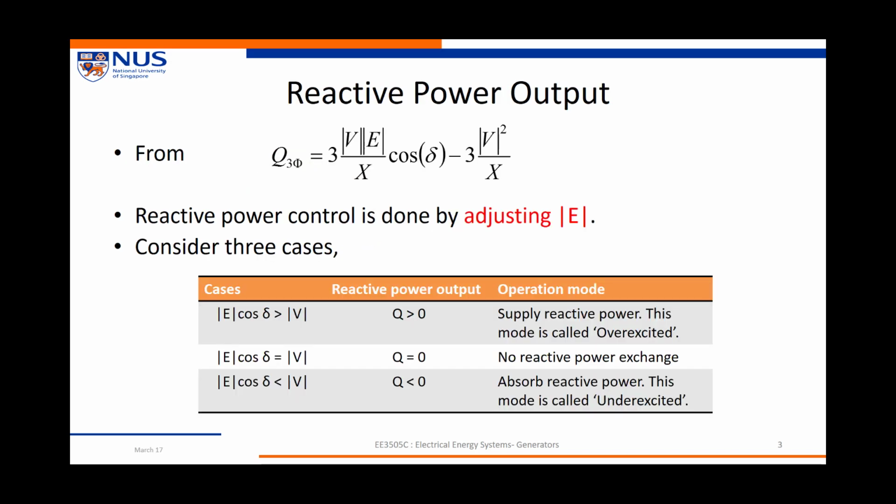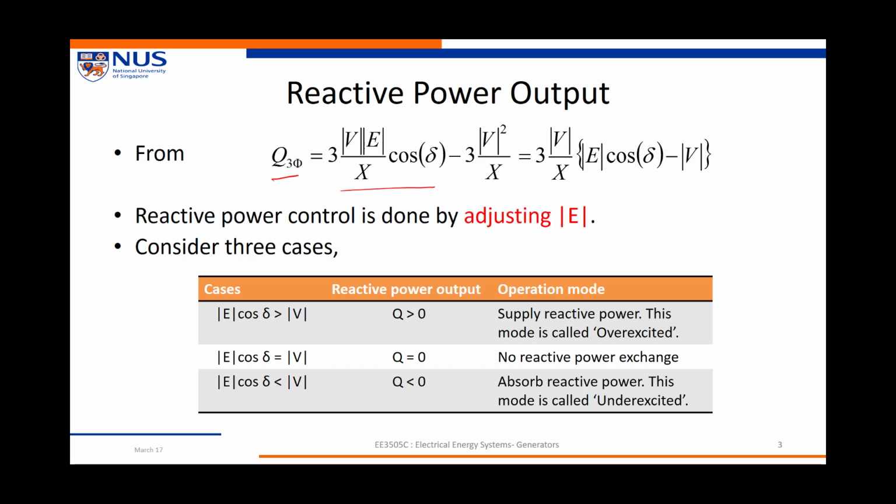The reactive power Q supplied by a generator is equal to 3VE by X cos delta minus 3V square by X. Here, reactive power control is done by adjusting E. Although the power angle also affects the reactive power output, the internal voltage magnitude dominates the final output. Let us rewrite this equation as follows. We write Q as 3V by X into E cos delta minus V.